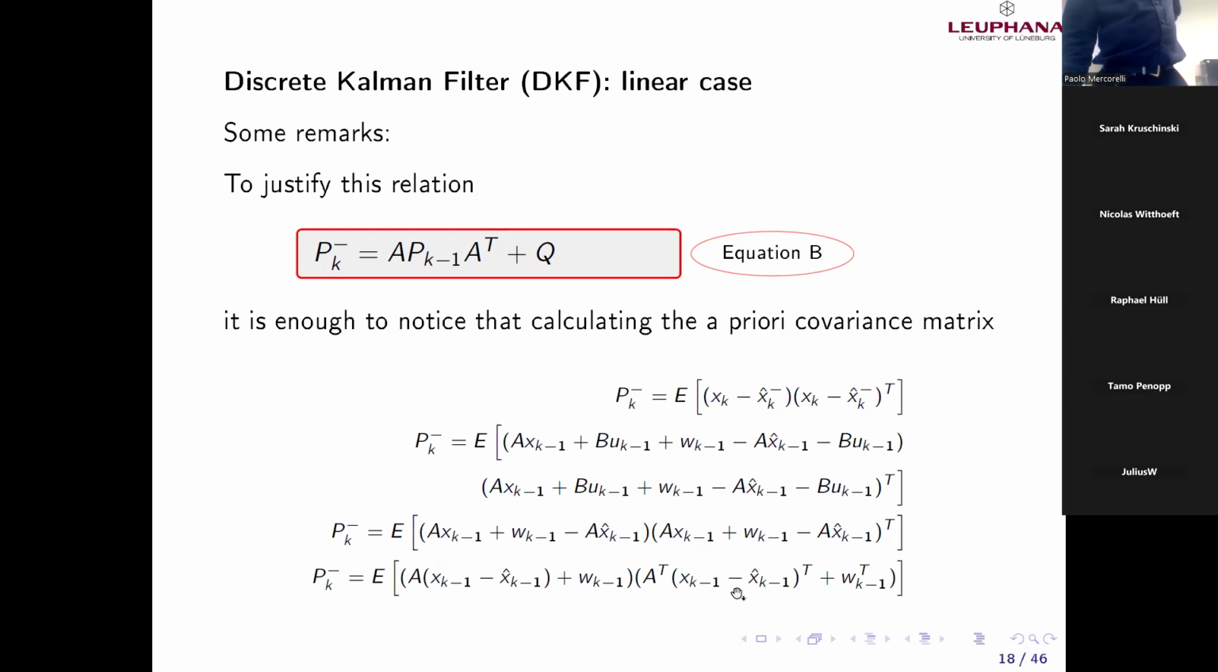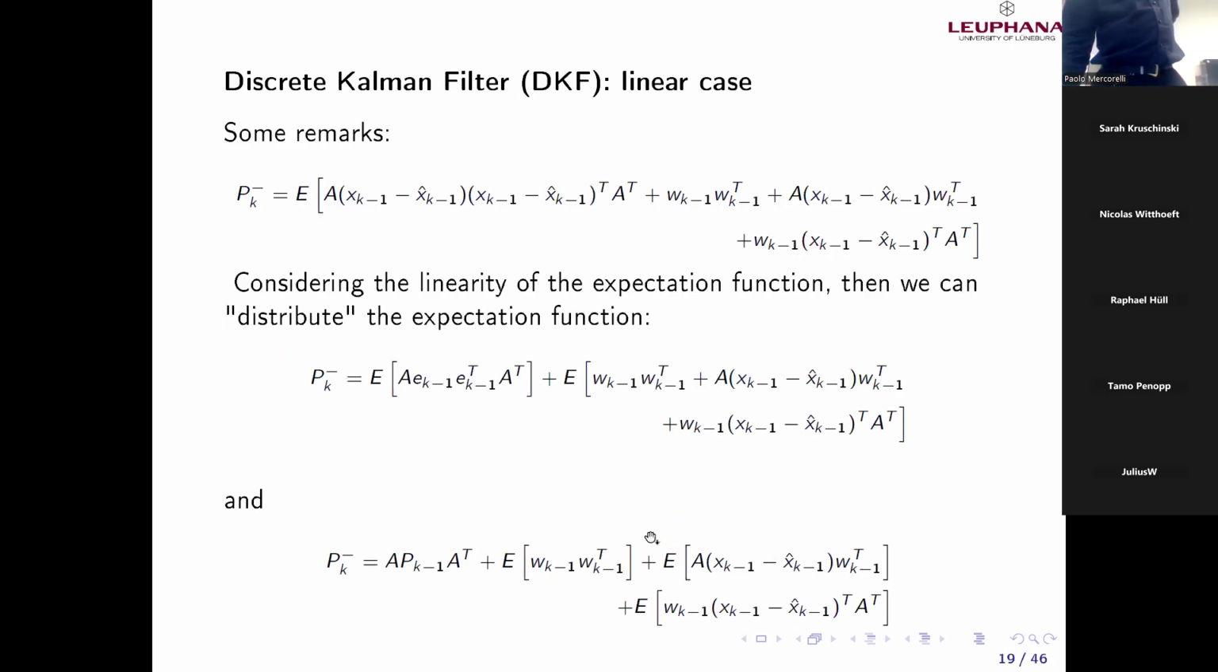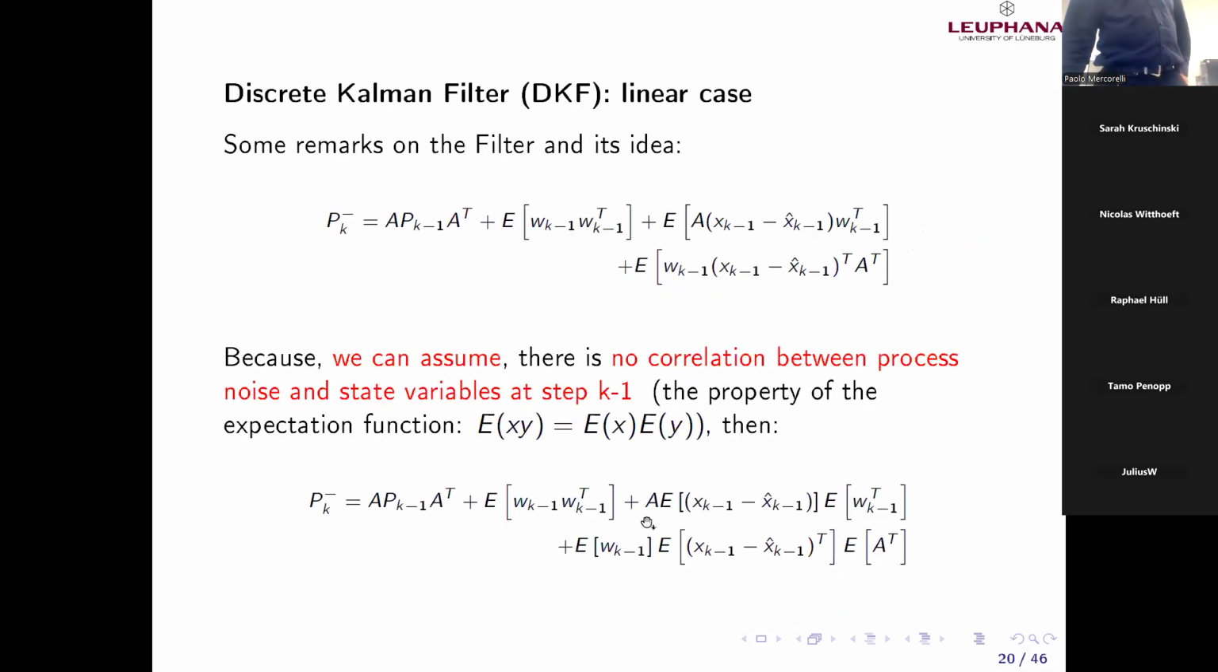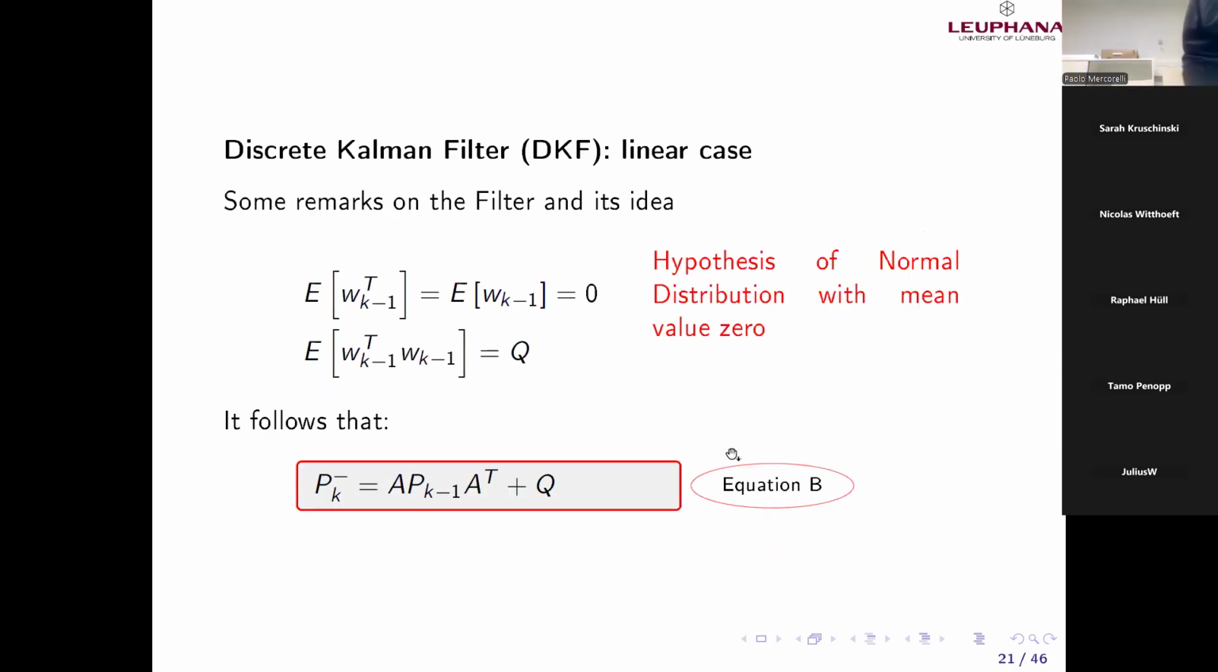Believe me, if I do all the calculations, I don't want to be boring. If I apply the hypothesis of Gaussian with mean value 0, and if you also consider the independence of the noise, you can look at the slides if you have interest. Believe me, at the end I have this equation. It's easy to do, use the definition, if you remember the expected value and the covariance matrix and so on, but it's boring. We can see here the hypothesis of expected value 0.